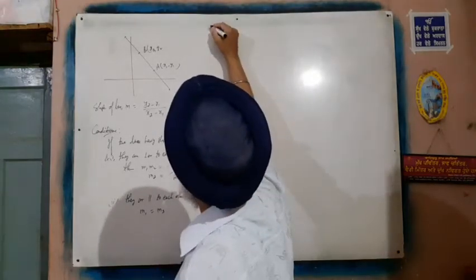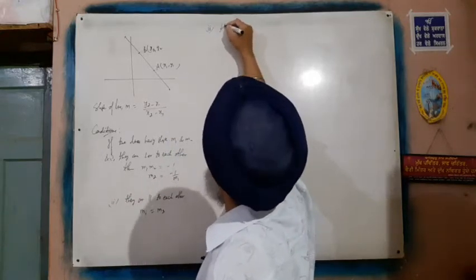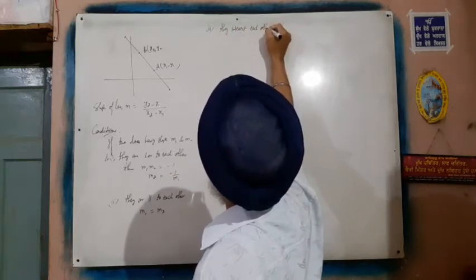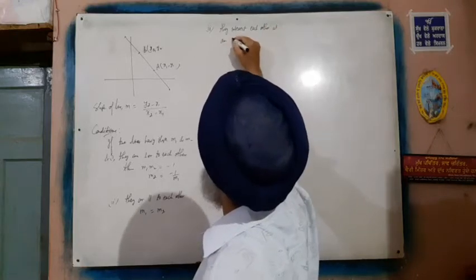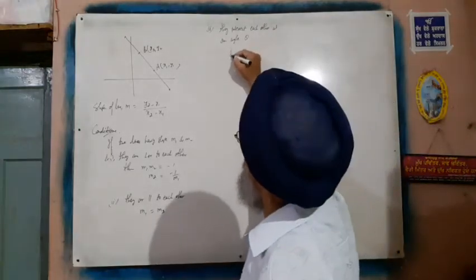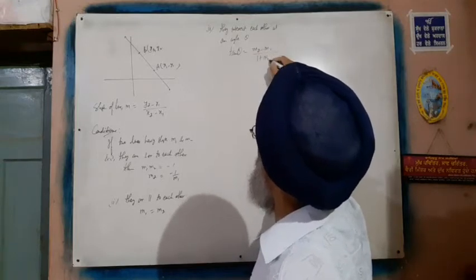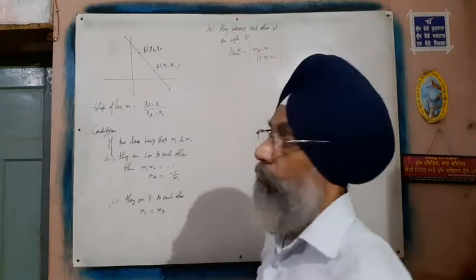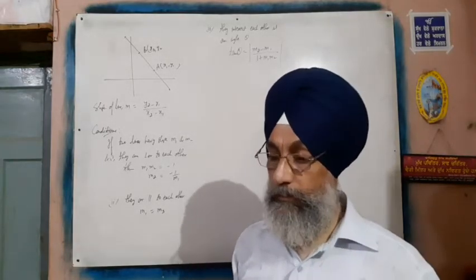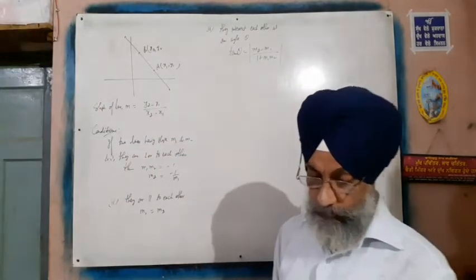If they intersect each other at an angle theta, then it is given by tan theta is equal to the modulus of m2 minus m1 upon 1 plus m1 m2. In the mod sign, because the angle is always an acute angle. We will always take the acute angle here, okay? Let us discuss the questions related to it.